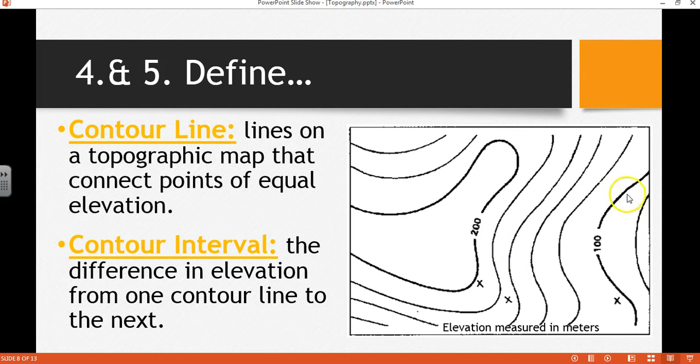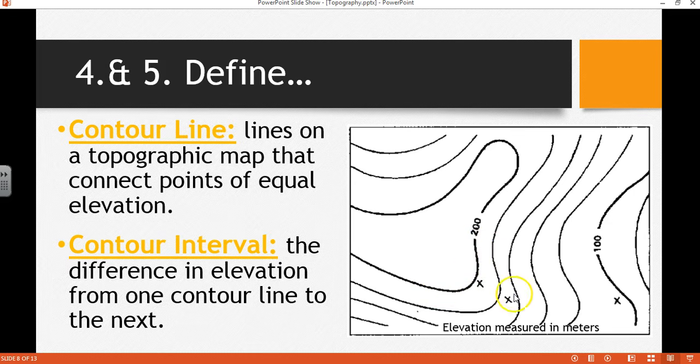So if we look over here, we have this line that has an elevation mark of 100. So all of the points along this line have an elevation of 100 meters because the elevation is measured in meters. Now this location here has an elevation just above 100 meters. Now the next line isn't numbered, and neither is the next. The next line that's numbered is all the way over here at 200. So all of these points along this 200 line, they all have an elevation of 200 meters.